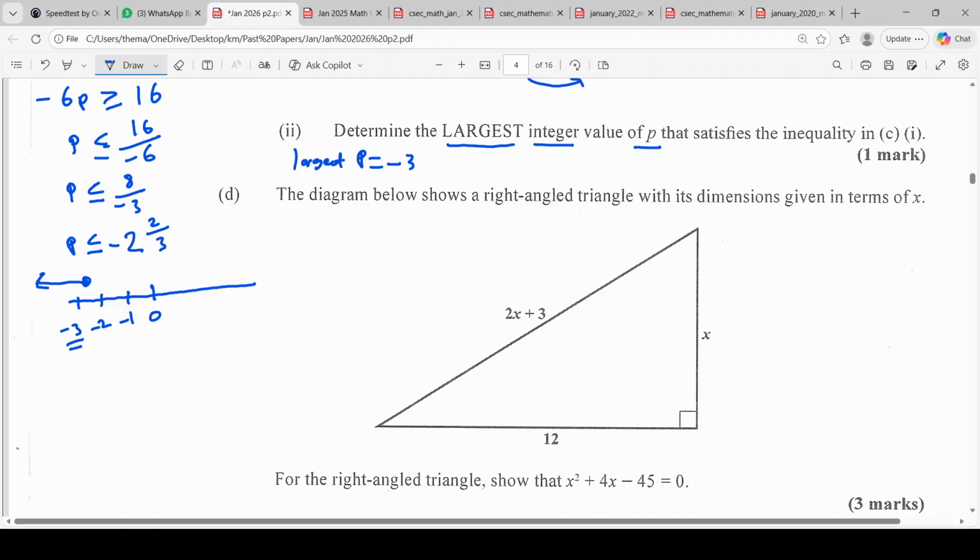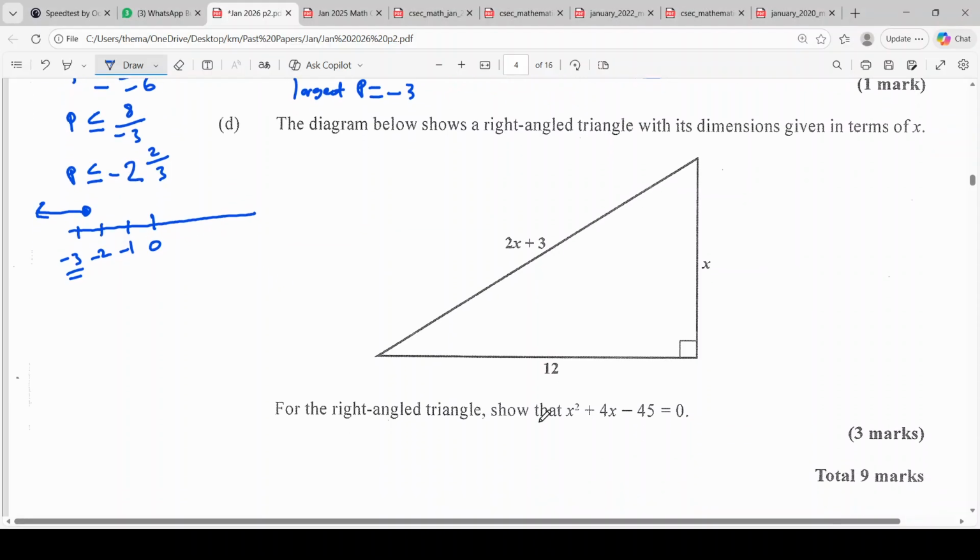Right, so let us look at this last part. The diagram shows a right angle triangle with its dimensions given in terms of x. So we have one side as x, one side as 12, one side as 2x plus 3. For the right angle triangle, show that x squared plus 4x minus 45 equals 0.